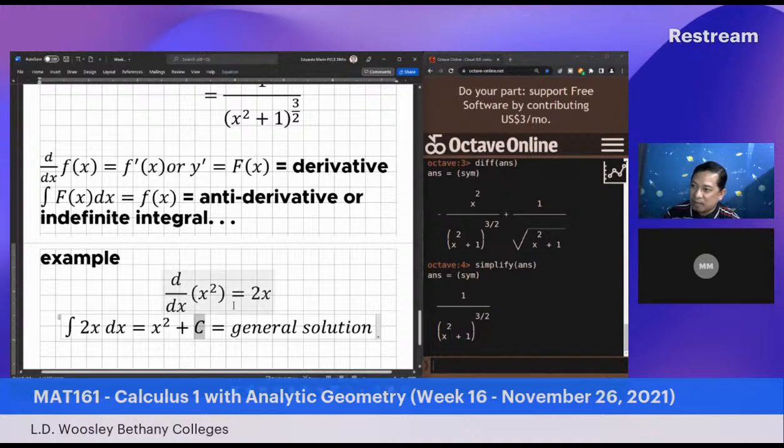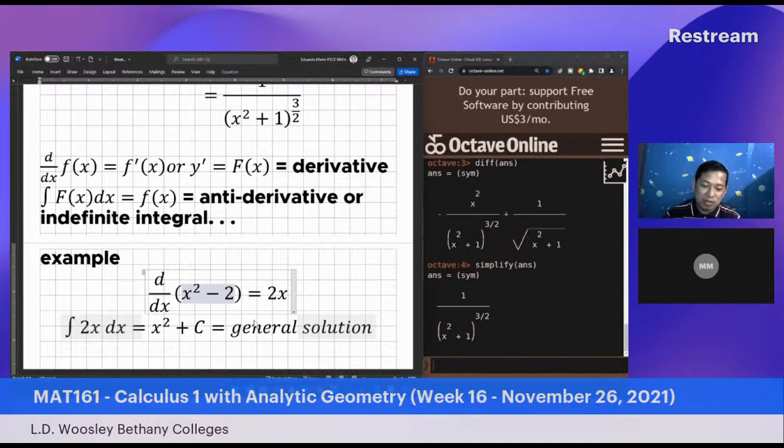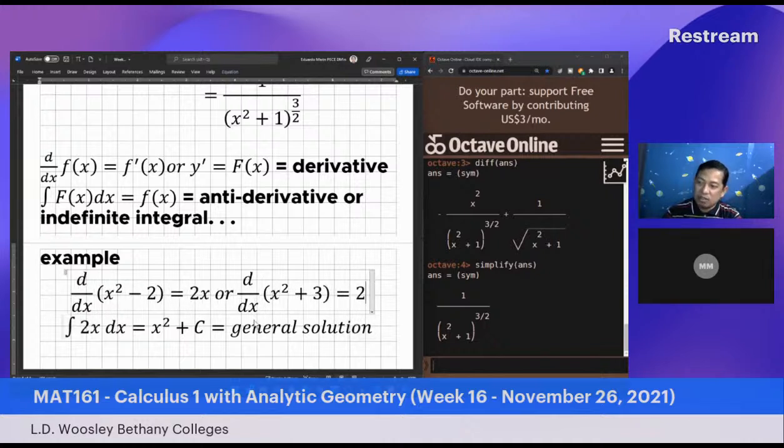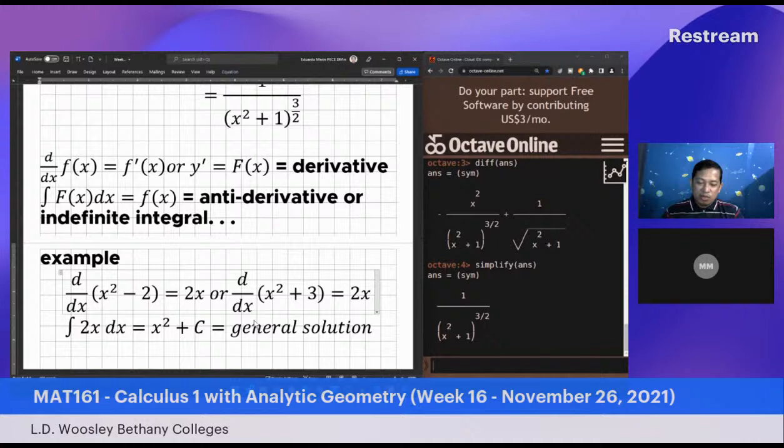Kasi if you get the derivative of x squared minus 2, what's the derivative? 2x pa rin, di ba? Tama? Or if you get the derivative of say x squared plus 3, it is still 2x. So to represent all of these solutions, we will be giving an arbitrary constant.